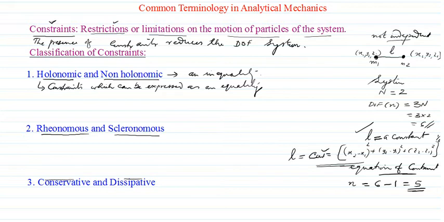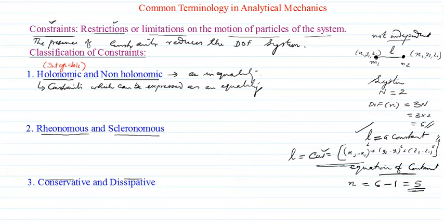We have seen that those constraints which can be expressed as an equality are what is known as holonomic constraints. Holonomic constraints are otherwise known as integrable constraints. That is yet another term used for holonomic constraints, because an equation can be suitably rearranged and we can integrate it over.